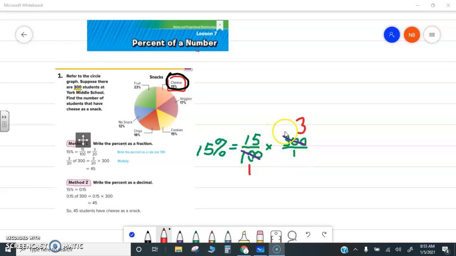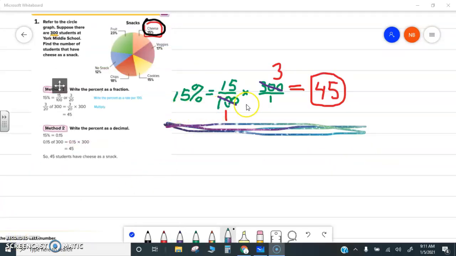Now we'll just multiply straight across, and we do 15 times 3 equals 45. Okay, so that's one way to do it, is with your cross canceling. And cross canceling is just dividing. You're just dividing across instead of up and down.